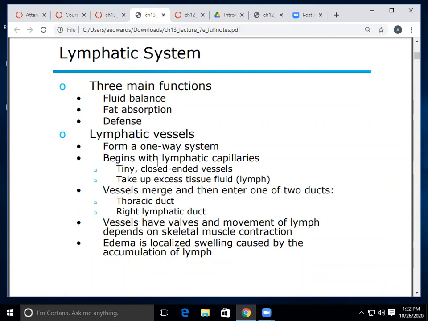Those lymphatic vessels will merge and enter into a duct. There's two of them, and they can go into one or the other, the thoracic duct or the right lymphatic duct. And the vessels are going to have valves. The movement of your lymph will depend on your skeletal muscles contracting, so it's kind of like what we learned about veins in cardiovascular system.